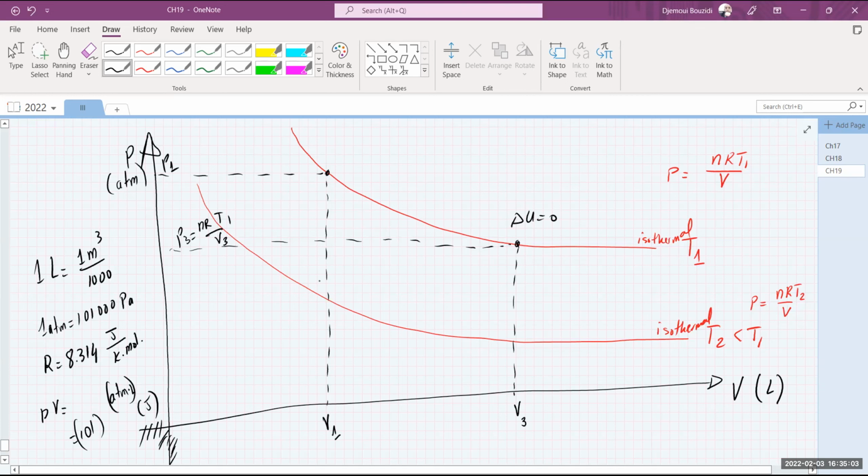On this volume, V1, on the second isothermal, I have a different pressure, P2. Now this P2 satisfies this equation. P2 is equal to nRT2 over V1.